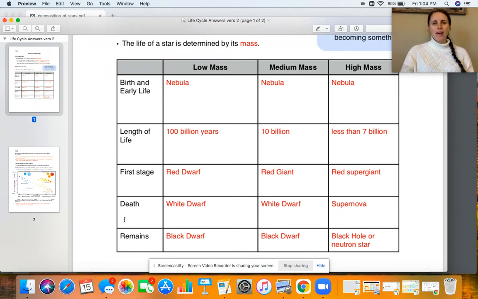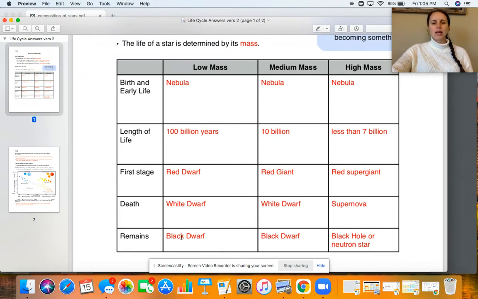In death, so after it's passed through its life cycle, right when it's close to death, that really just means running out of energy, we call a low mass star a white dwarf. We call a medium mass star also a white dwarf, whereas a high mass star is so big, it actually turns into what we call a supernova. The remains is when it's totally out of energy, what's going to be left, right? When it's totally out of energy, it's not like the star is gone. You can't destroy matter. There's going to be something left.